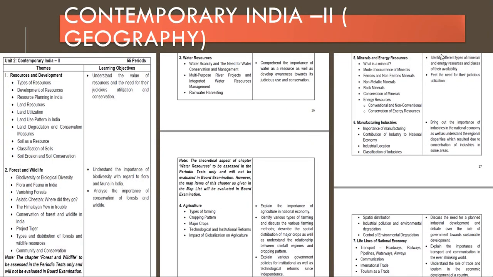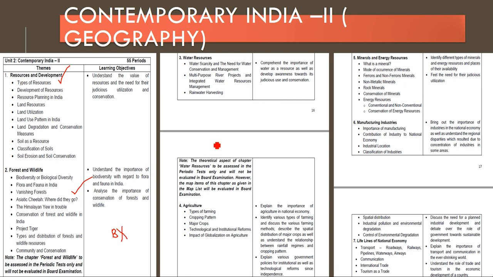Let's move on to the next one, that is contemporary India 2, geography. Resources and development already done. Forest and wildlife. Now remember, there is a note. The chapter forest and wildlife is to be assessed in the periodic tests only. So it will be there in the periodic test. It will not be there in the board.